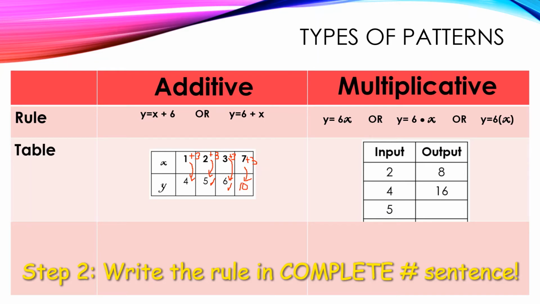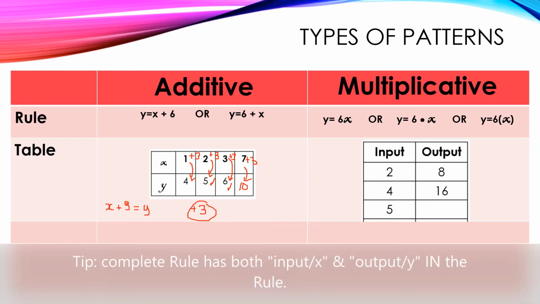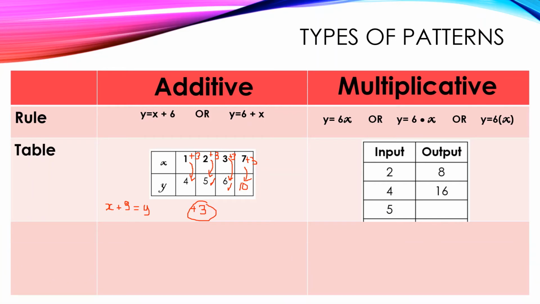So when we write a rule for this table, it has to be very specific. When we write, we will start out with either x or y. So x, and what is the rule? Plus 3 will give us the y, or equals y. This is the complete sentence. A lot of us in 5th grade will just say the rule is plus 3. So in order for us to write a complete number sentence, it has to have an x and a y in there as well. Okay, so I'm going to do the same with this multiplicative table right here.